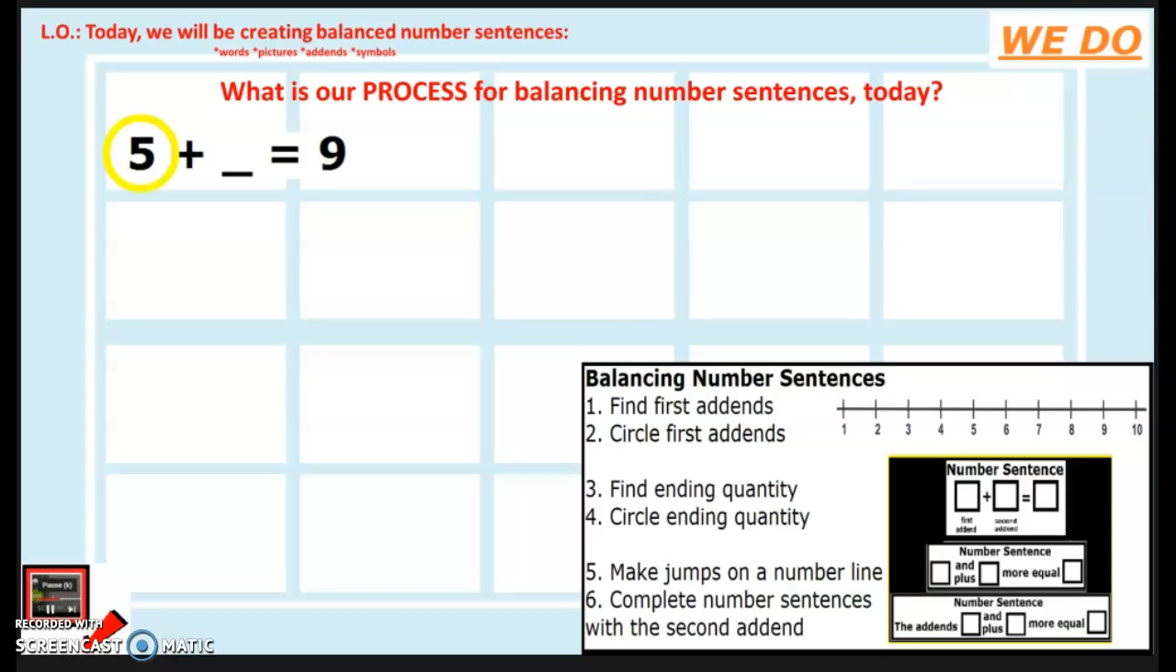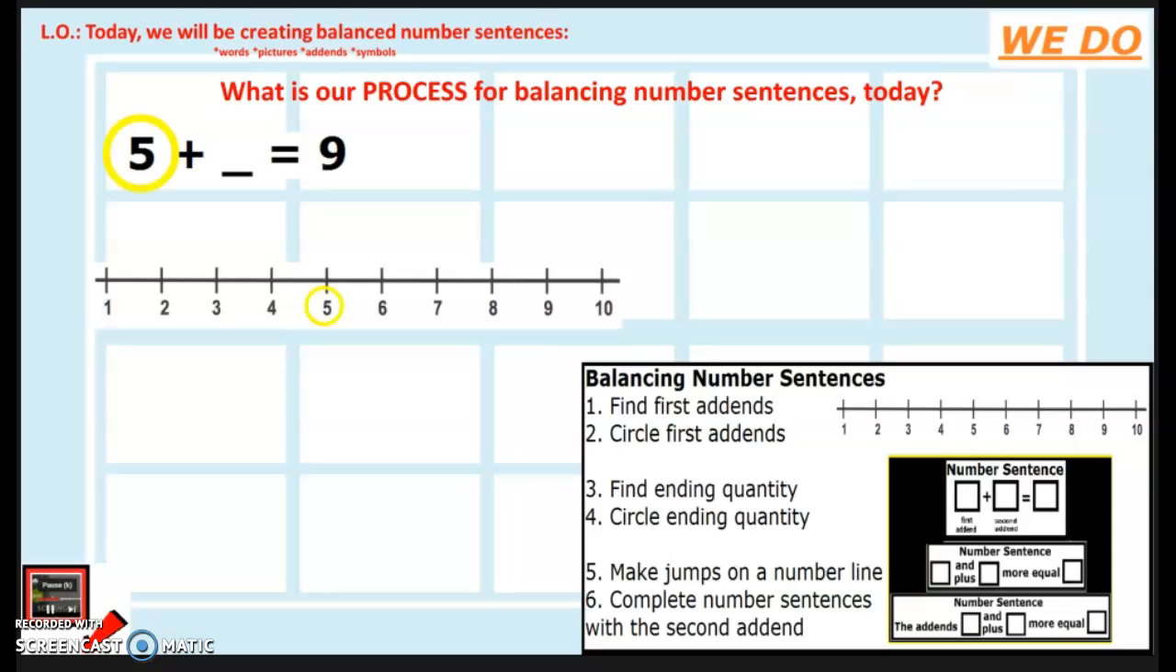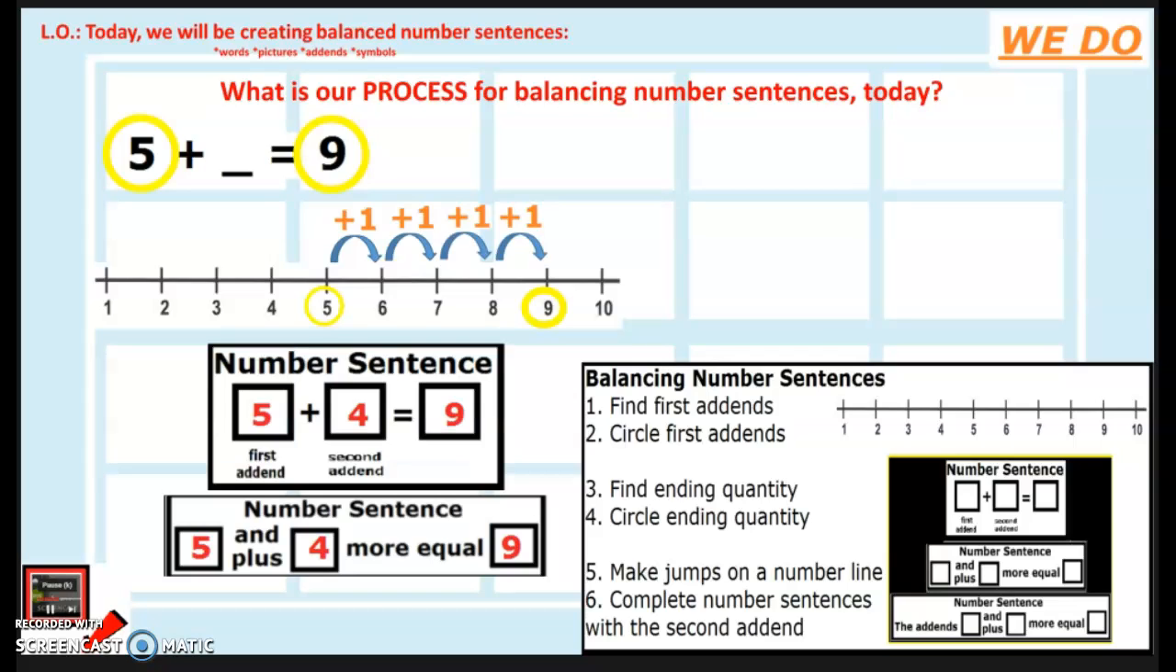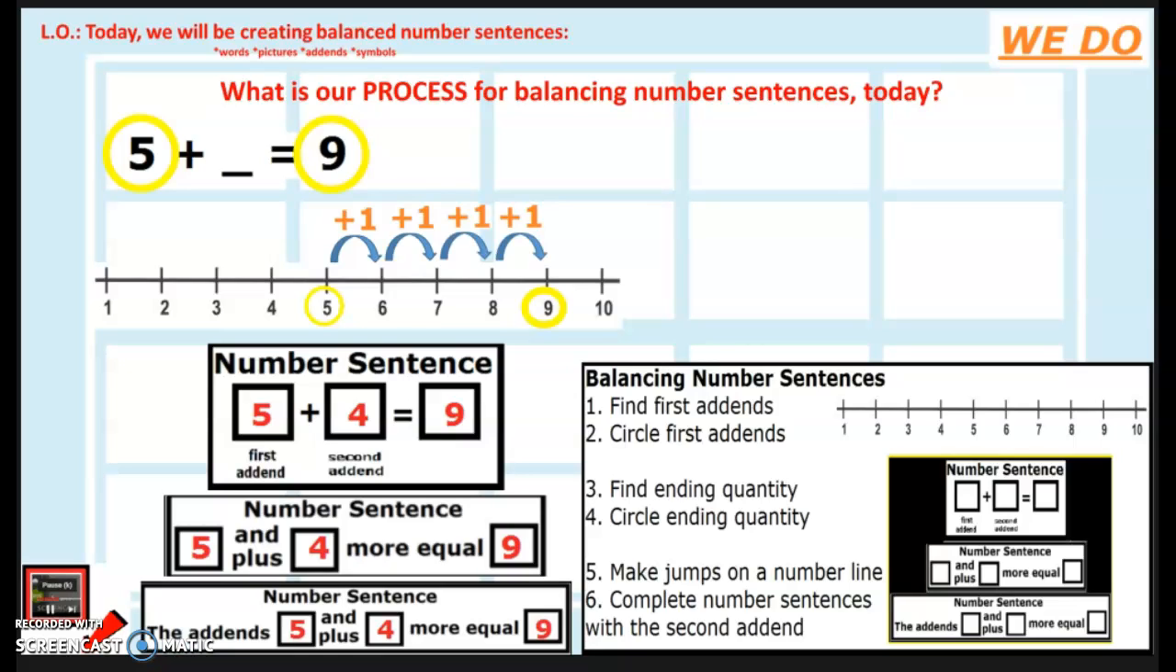So my first addend is 5. Circle it on my number line. My ending quantity is 9. Circle that on the number line. And then make our jumps. 1, 2, 3, 4. So 5 plus 4 must equal 9. 5 and 4 more equal 9. The addends 5 and 4 more equal 9.